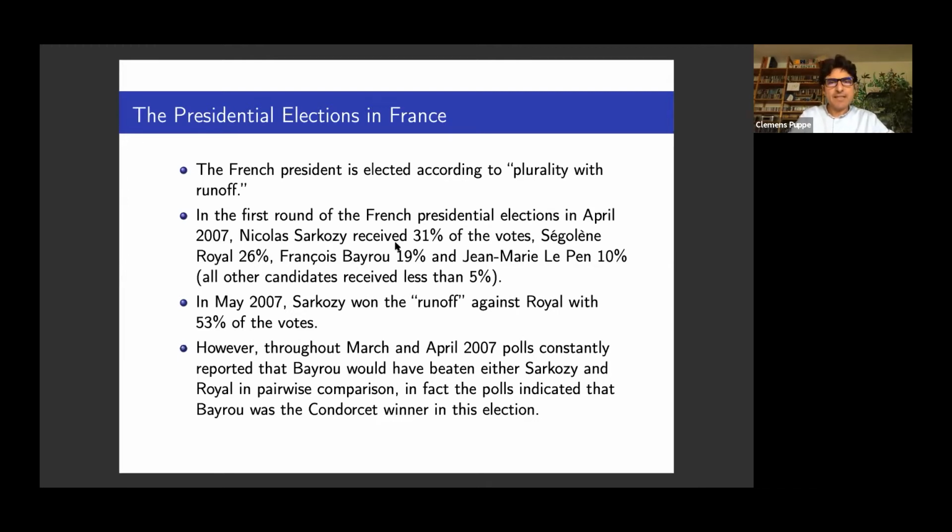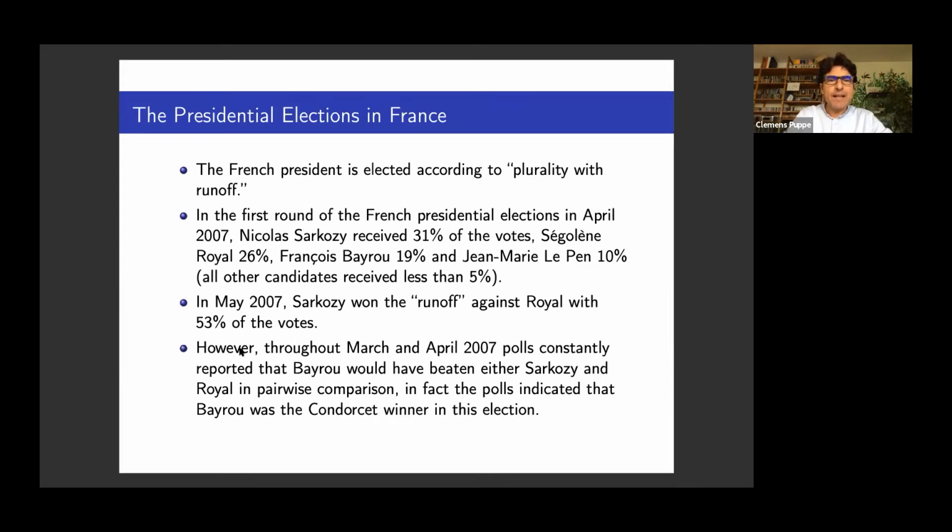But you see what is happening here. The two with the most votes, that is Sarkozy and Royal, go to the runoff, and the runoff was won by Sarkozy against Royal, I'm sorry, with 53% of the votes. Now, you can say, well, that's okay. That's at least what happened in the second round is okay. But the point is, it was not okay who went into the second round.